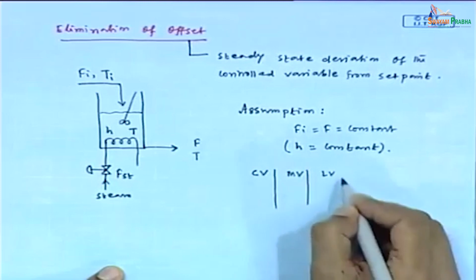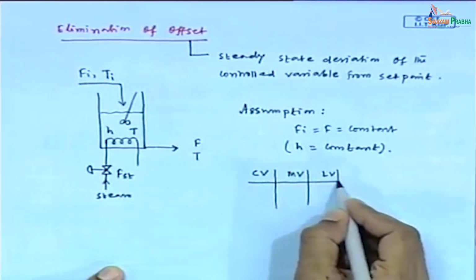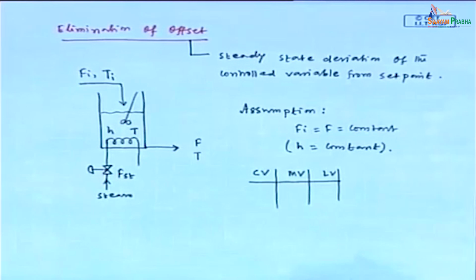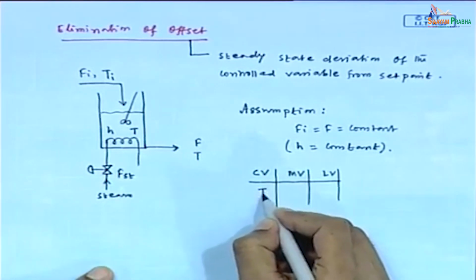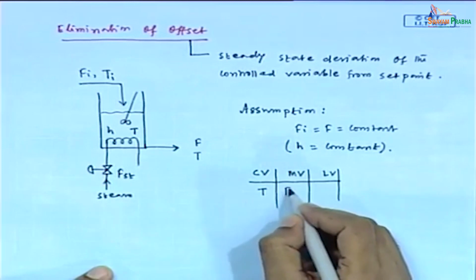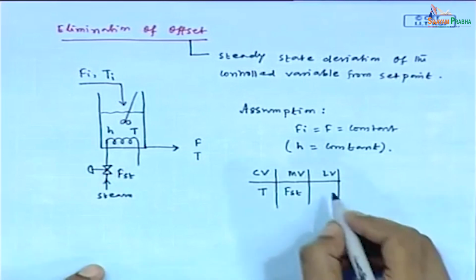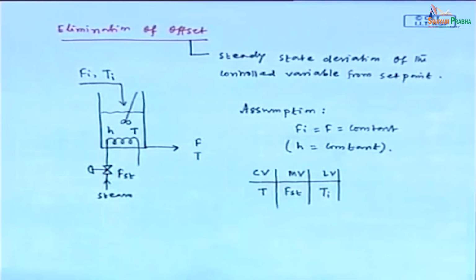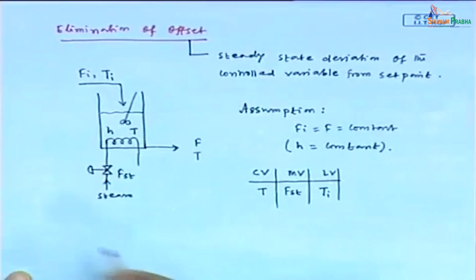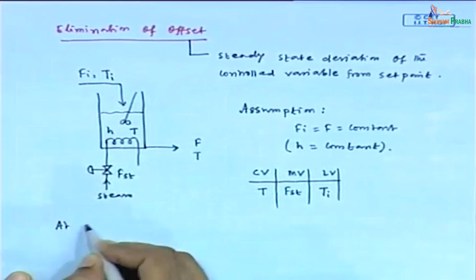So, for this process, which one is the controlled variable? Temperature. Manipulated variable is steam flow rate, and which one is load variable? Fi is constant, that is why load variable is Ti. Ti is the only load variable.